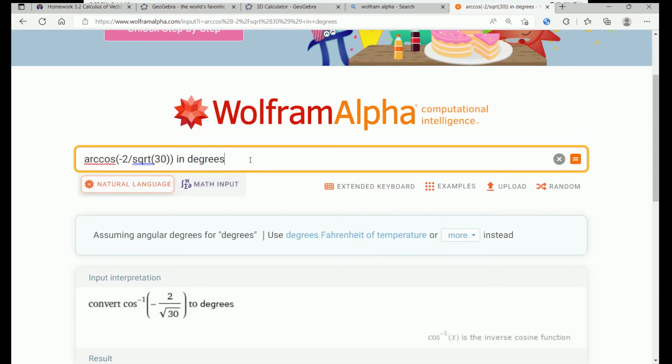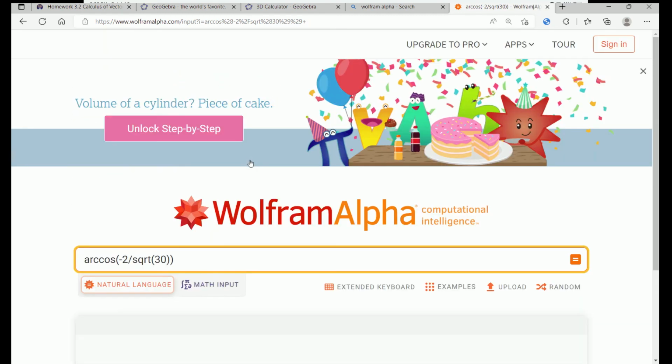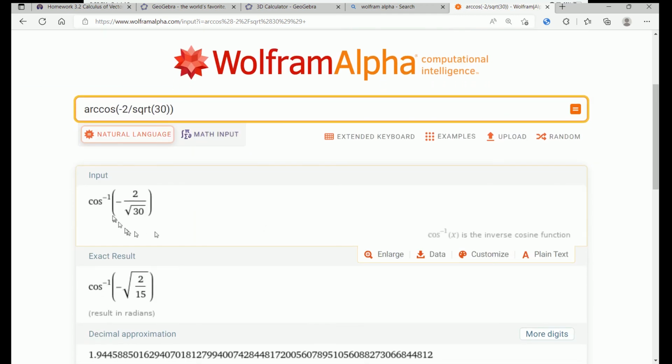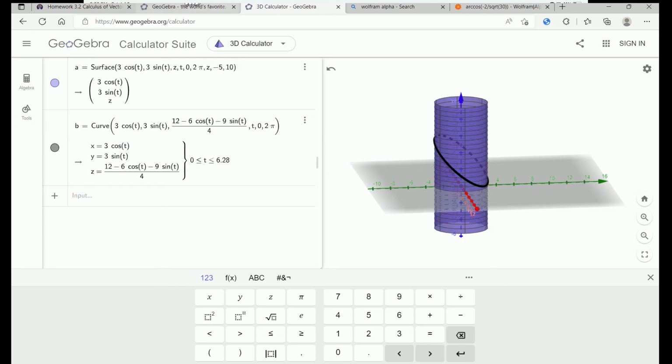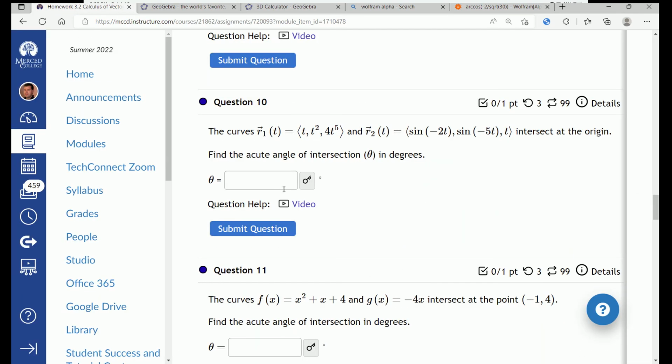Oh, it's annoying. So let's go back here. So we do that, we get the answer. Oh, and there it is in degrees. So we have 1.4. Is that going to be enough precision? Doesn't say.